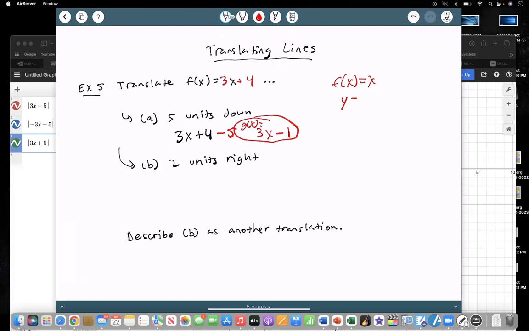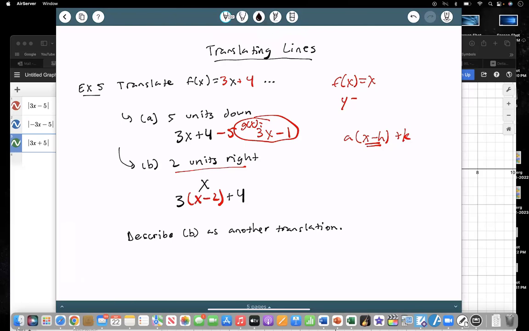Okay, however, if I want to translate it 2 units to the right, remember left and right has to be inside the parentheses with the x. So horizontal shifts have to be inside parentheses with the x. So we have 3, so that x I need to put in parentheses. So inside, with the x, to shift 2 to the right would be a minus 2. Okay, so that has to be inside parentheses with the x and then the plus 4.